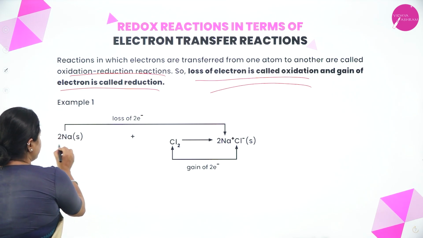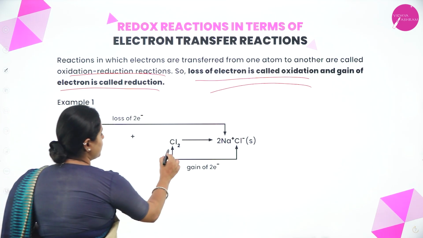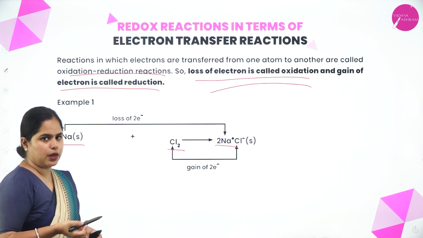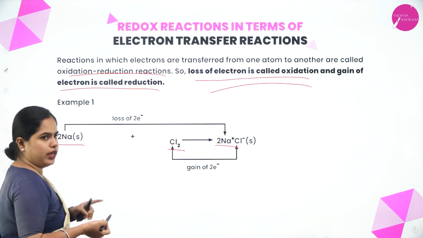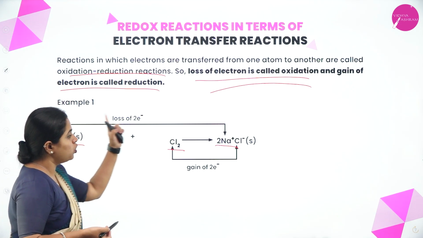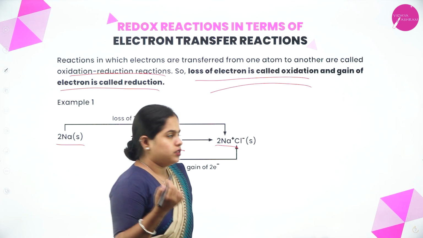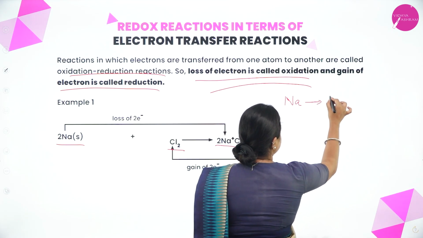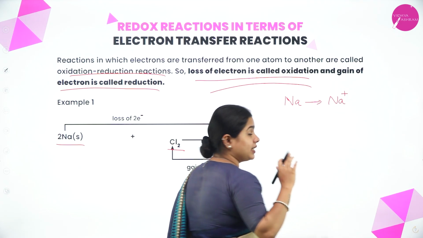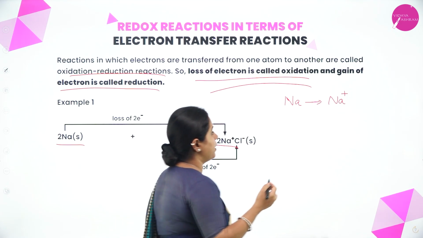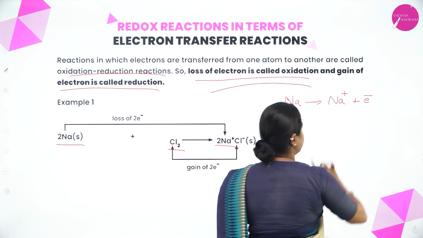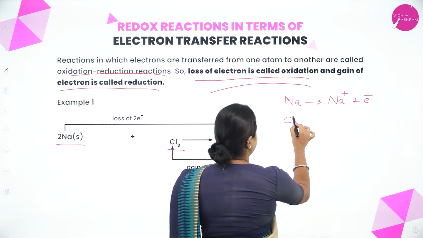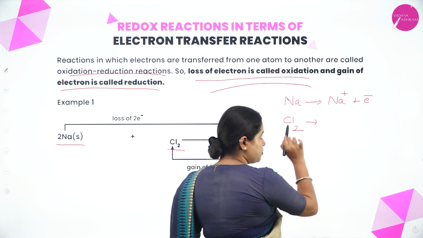Let's take one example. 2 moles of sodium react with chlorine, Cl2, to give 2 NaCl. You're familiar with this example. As you can see here, from sodium electrons are being lost. One atom of sodium gets oxidized into Na plus by losing 1 electron. And what else do we have? Chlorine, Cl2. It accepts this electron.